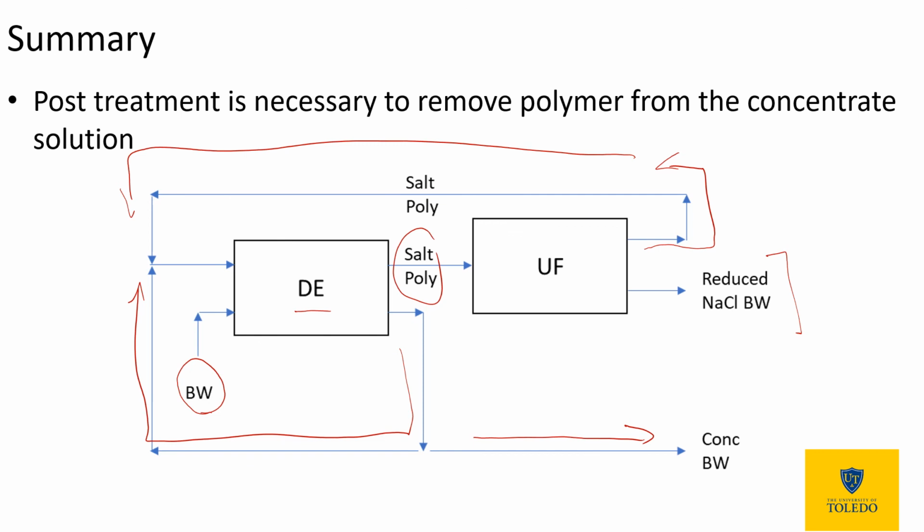What this gives us is a continuous process in which we take a brackish water feed, produce a concentrated brackish water reject, and then a drinking water here, which, if we choose the ultrafiltration step properly, will have a minimal amount of the polymer in it that we're using to drive the process. Ideally, none of it.